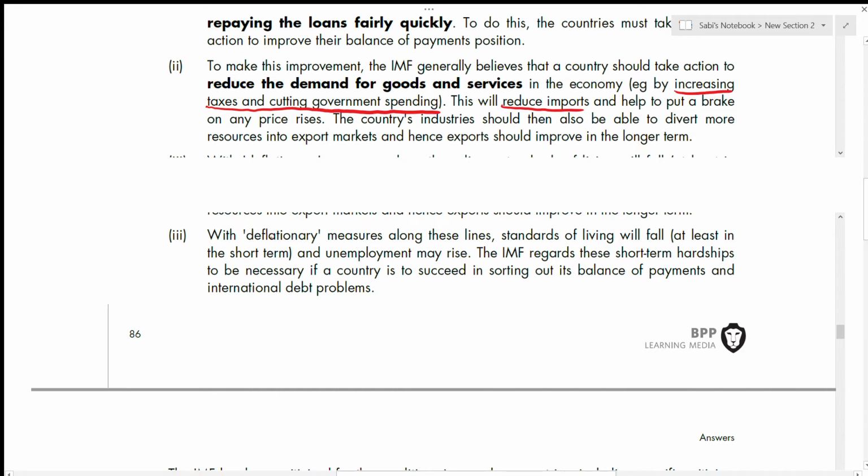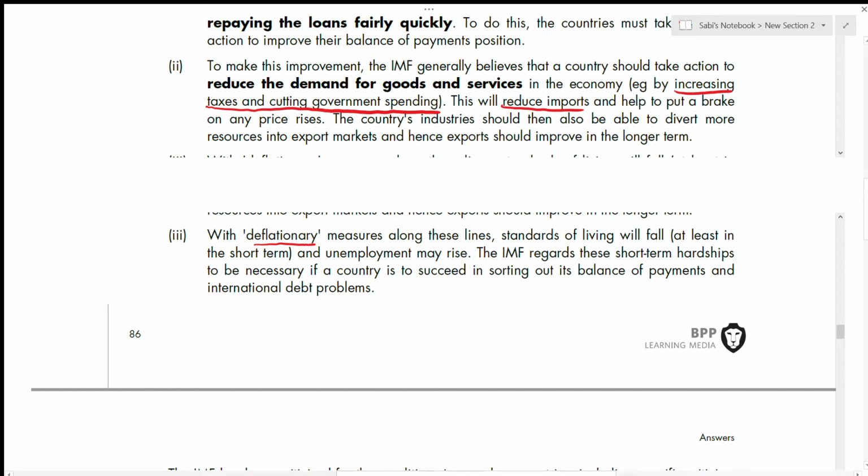These are deflationary measures, right? The above one, whatever actions they are taking to reduce demand, increasing tax, cutting government spending, is what? Deflationary measures. They are known as deflationary measures. What happens when you take a deflationary measure? See the way I am linking the second to the third point. You need to do this if you need to understand it.